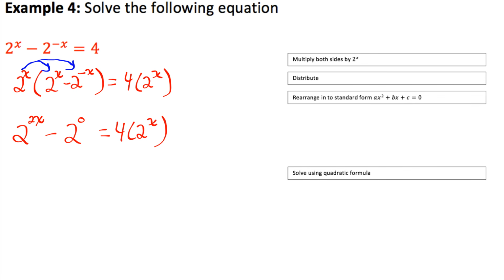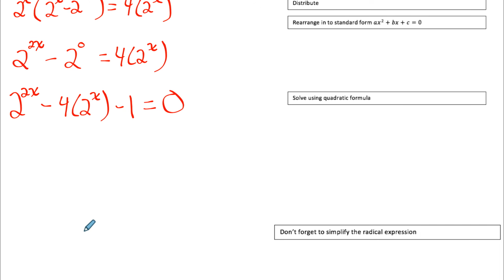And 2 to the 0, well, that's just 1. So I'm actually going to move all the terms to the left side. So I have 2 to the 2x minus 4 times 2 to the x minus 1 equals 0. And I specifically wrote it in this format because notice now I have a hidden quadratic.